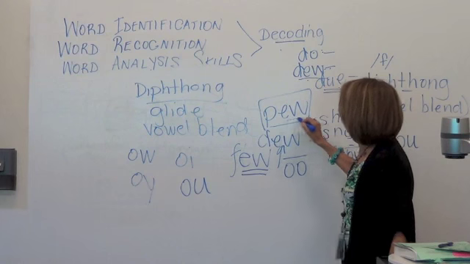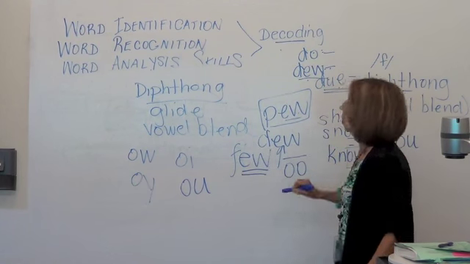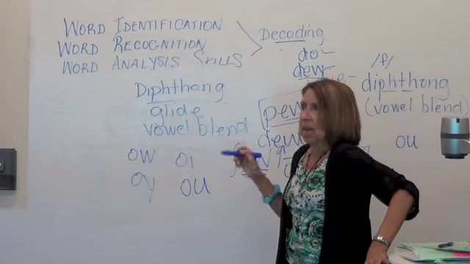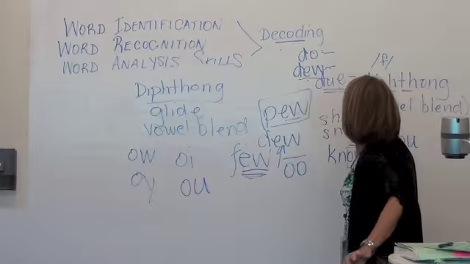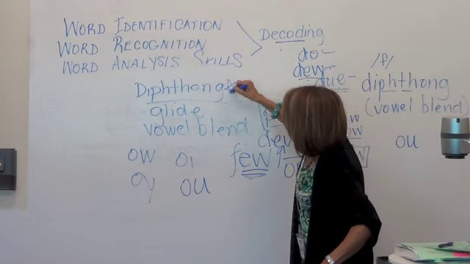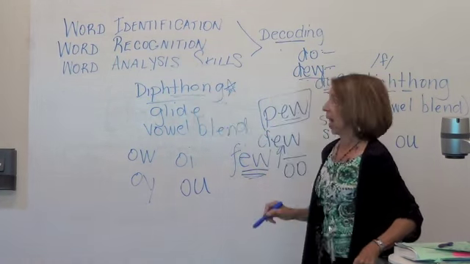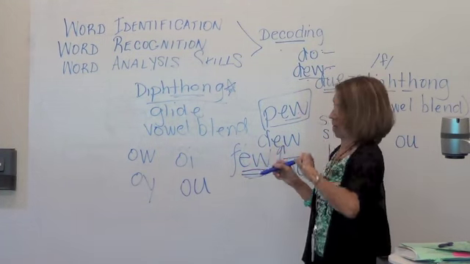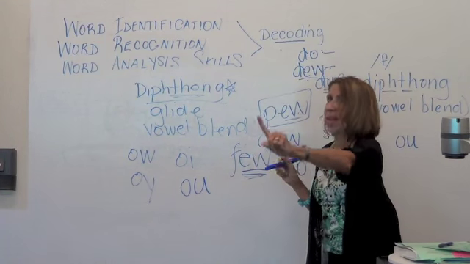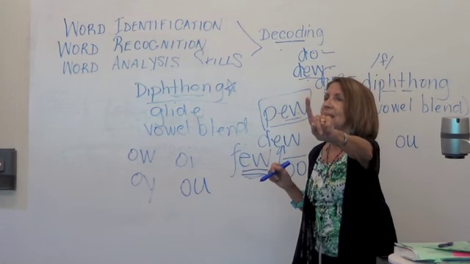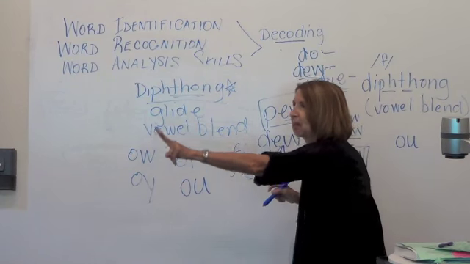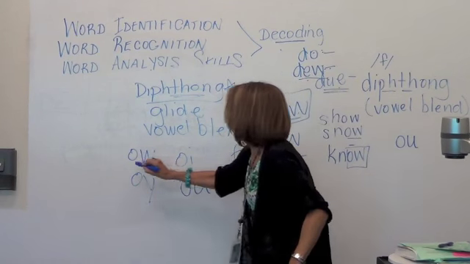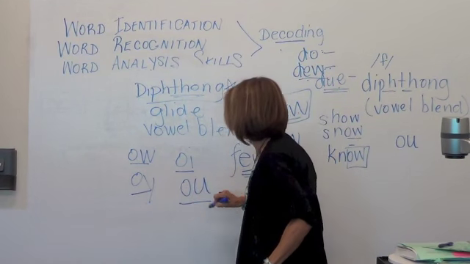This is what I want you to see, the differences here between pew and few. So EW is sometimes a vowel blend, which is a diphthong. And sometimes it's a vowel digraph. If it makes one sound, it's a digraph. If it blends and makes two sounds and glides together, it's a diphthong. Okay. So these are the more common ones that you're going to see.